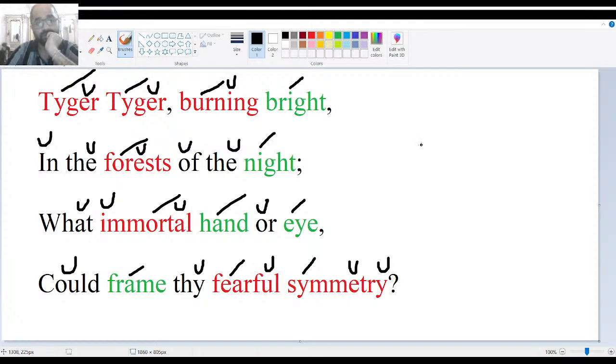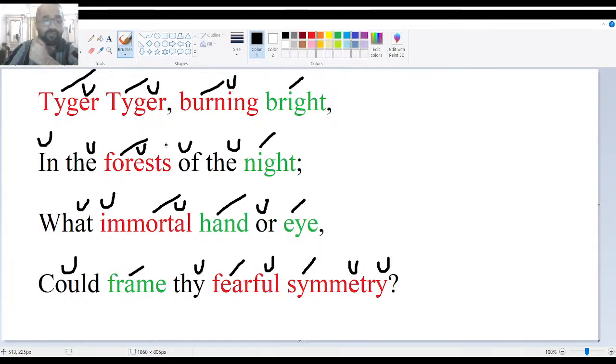So, after reading the passage a couple of times, it becomes clear that this is a trochaic rhythm. Tiger, tiger, burning bright. The very first line is very straightforward. It's a series of trochees, right? Tiger, tiger, burning bright. 1 2 1 2 1 2 1.